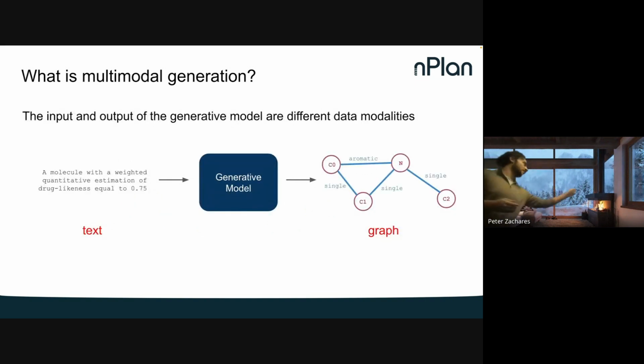multimodal in terms of data modalities. So in this paper, we were going from text to graph. So the input and the output of the generative model are different modalities.